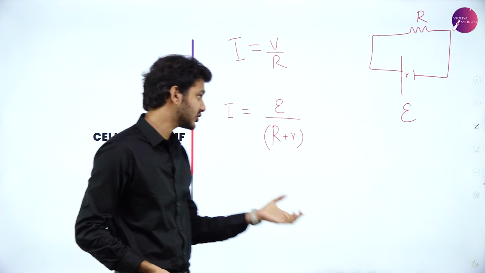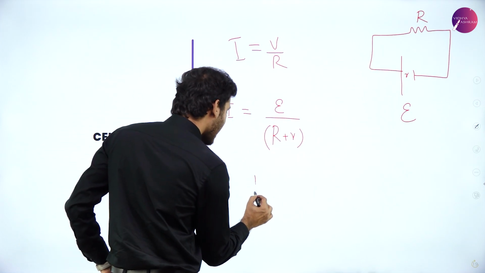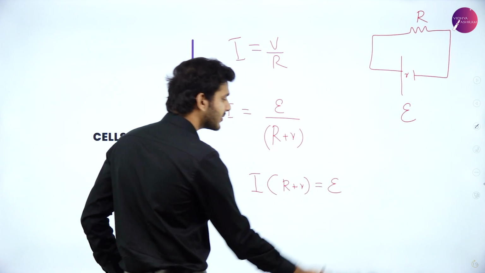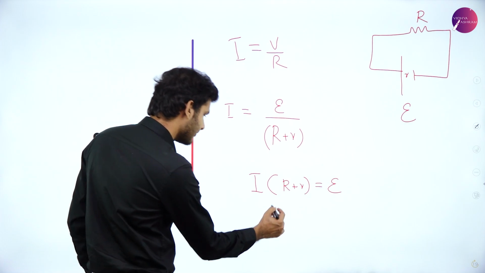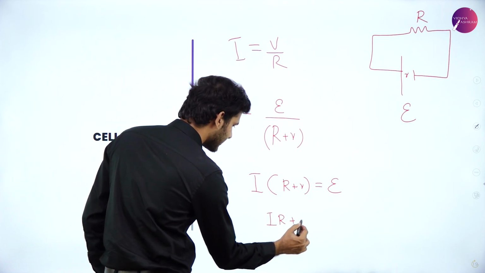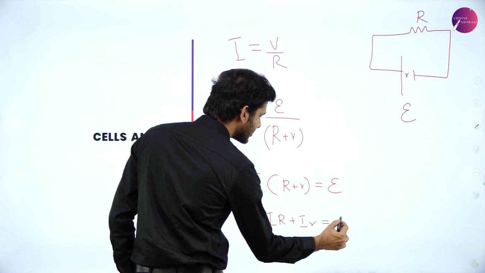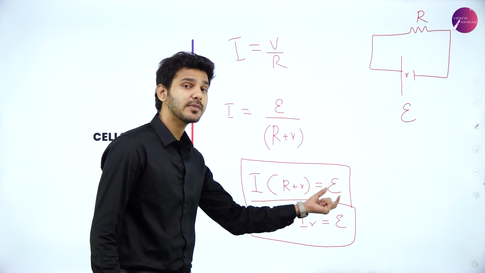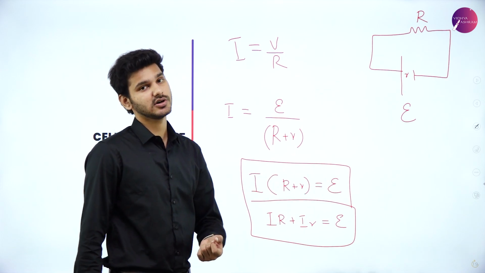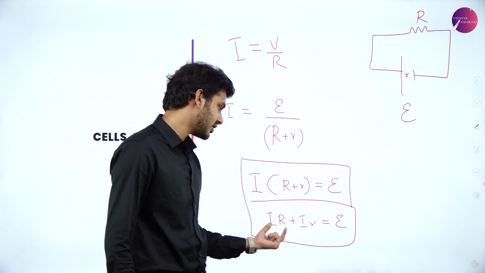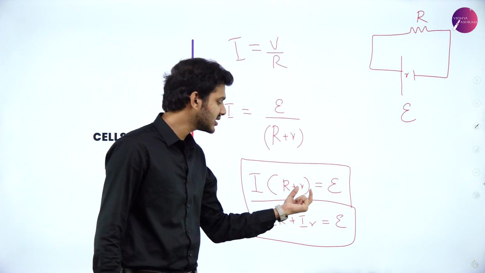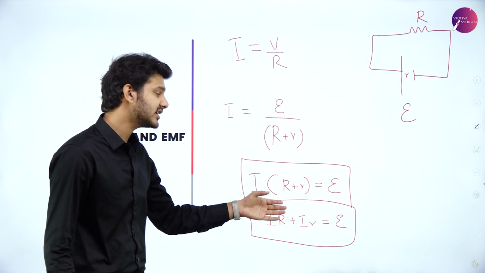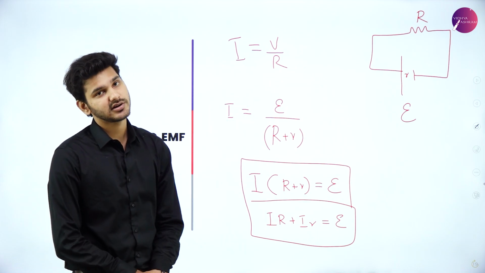So we have an equation that is I into R plus r is equal to curly E, that is EMF of the cell. Or we can simply write it as IR plus I into small r is equal to epsilon. So we have two equations relating curly E, that is EMF, and current running through a circuit. So it will be the summation of resistance and internal resistance times the current running through that circuit. It is basically Ohm's law written in terms of EMF and internal resistance.